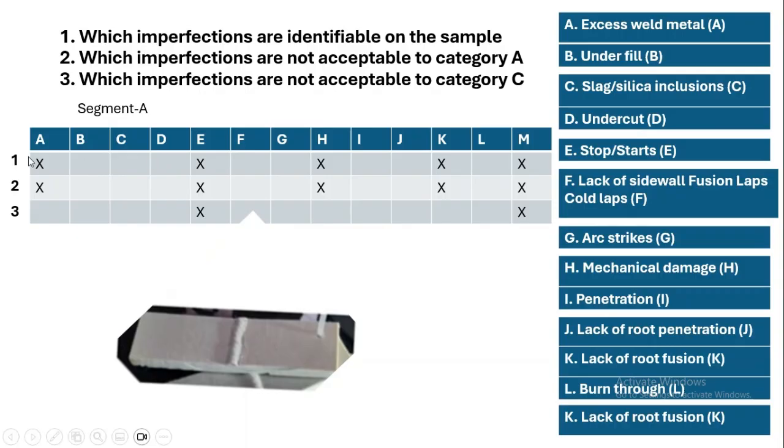If you identify the excess weld metal, then you have to check whether it's accepted or not. If it's accepted, no need to mark. If it's rejected, you have to mark. For example, the excess weld metal is beyond 2 mm, it is rejected in category A, that is 2. So it's rejected, so I marked. You have to follow the same for all the defect types and criteria.